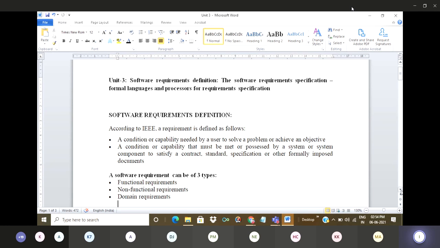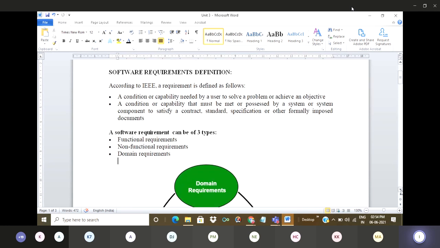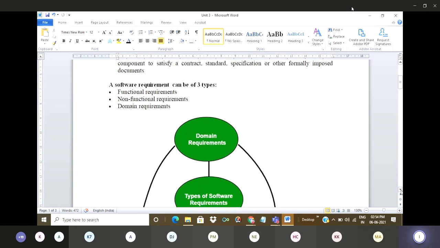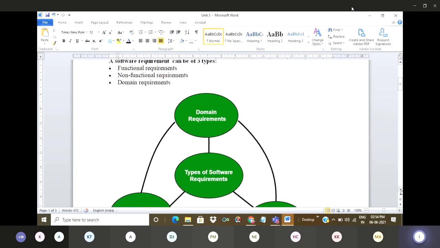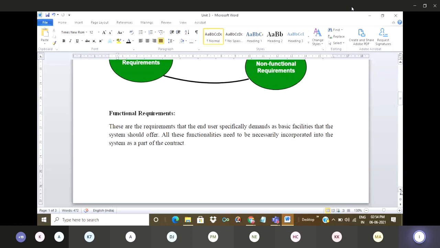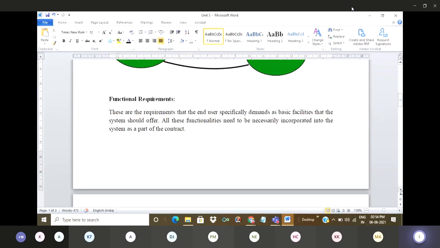So software requirements have three types. One is functional requirements. The second is non-functional requirements. The third is domain requirements. These are the types of software requirements. So what does it mean by functional requirements? These are requirements that the end user specifically demands, the basic facilities that the system should offer.